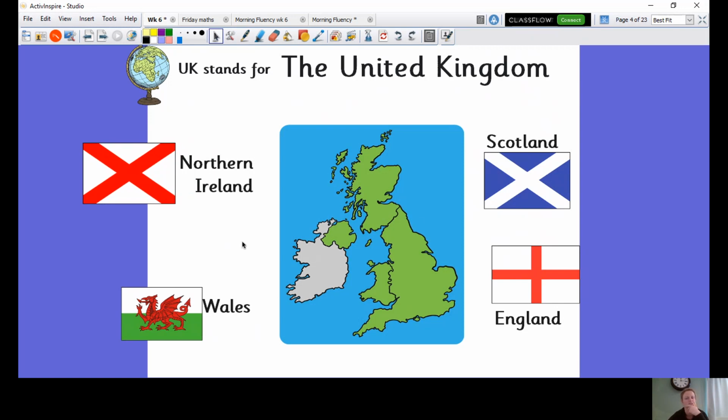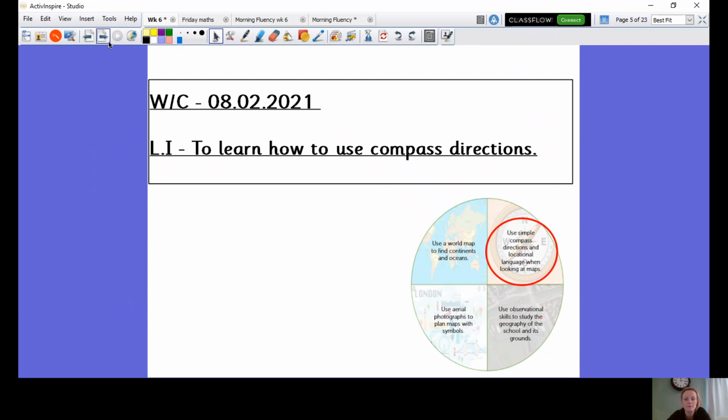I wonder if you can think of the flowers that were represented by each of these countries. I wonder if you can remember the thistle for Scotland, the rose for England, the shamrock for Northern Ireland, and the daffodil for Wales. We've learned quite a lot about the UK. So now we're going to be learning about compass directions.